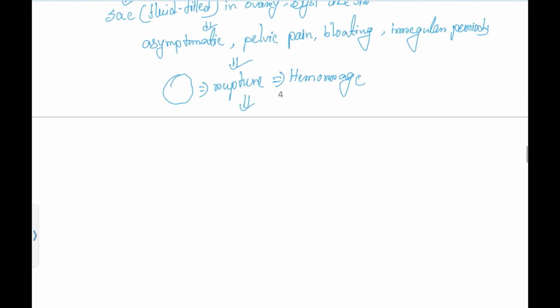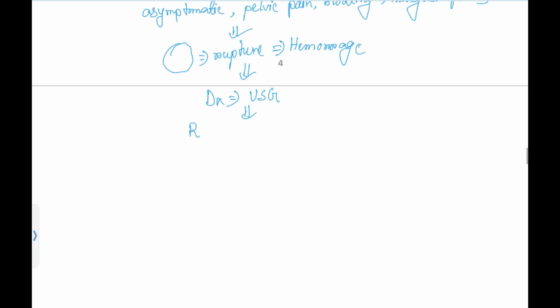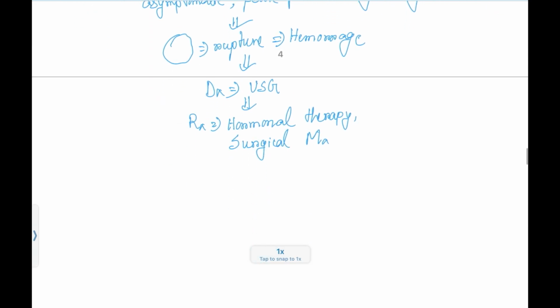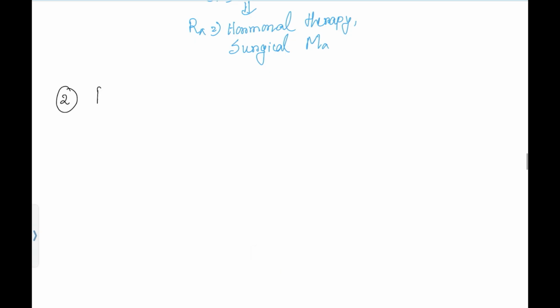And how will you diagnose? The diagnostic management will be your USG. Through this USG you can check whether the female is having an ovarian cyst or not, and what the management or treatment protocol is. Treatment will be hormonal therapy, because sometimes due to hormonal imbalance this ovarian cyst will be there, and if the size is bigger, then surgical removal, surgical management, you can go for.